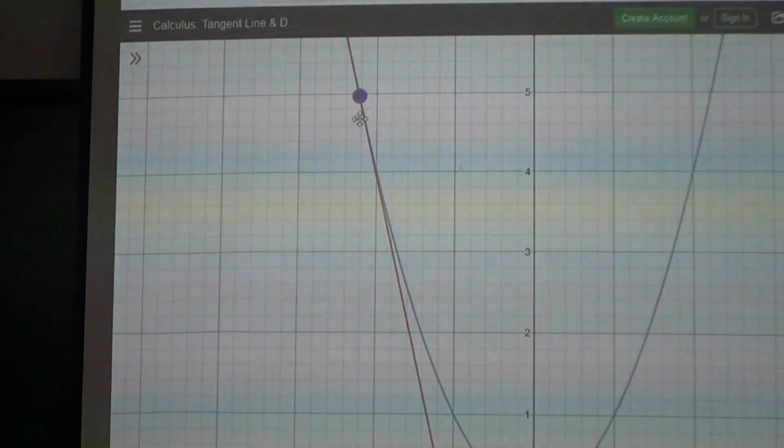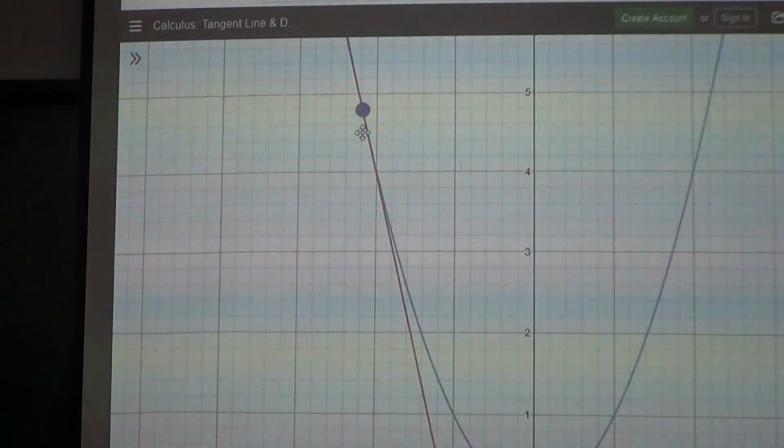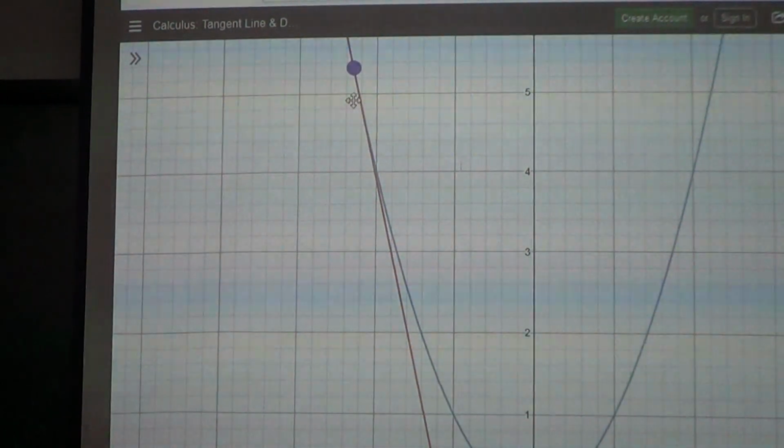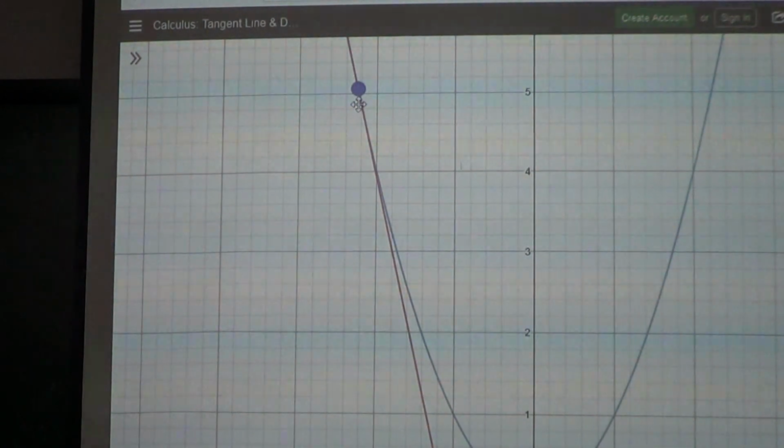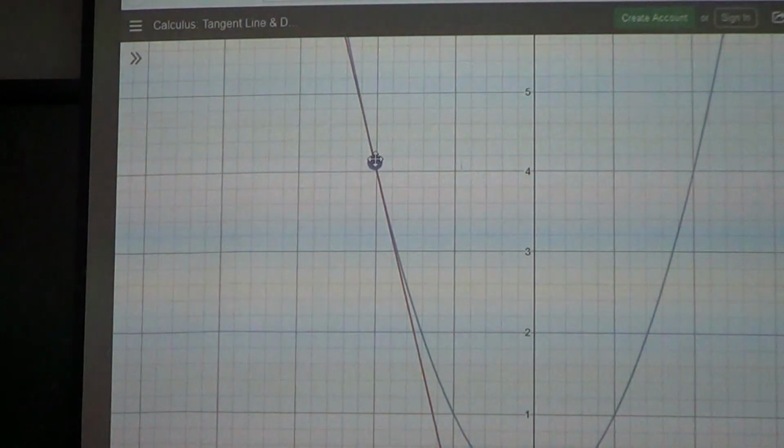The slope is negative, and the value is increasing. So it's negative, but less negative. And if it is becoming less and less negative, that means it's gaining value, gaining positivity.